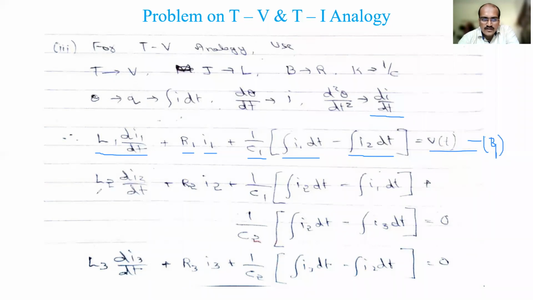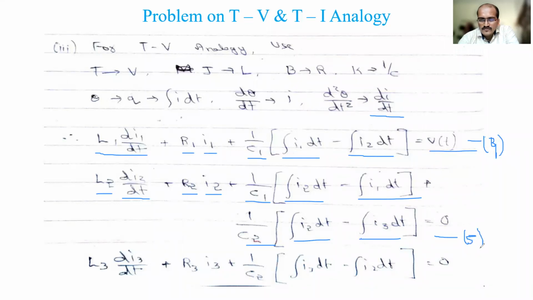Then for the J2 term, you will have the L2 term, and d square theta 2 by dt square becomes di2 by dt. Then B2 is nothing but R2, and d theta 2 by dt is I2. Then K1 becomes 1 by C1, and theta 2 minus theta 1 becomes integration I2 dt minus integration I1 dt. On the other side you also have K2, so it is 1 by C2 integration I2 dt, and minus theta 3, which is integration I3 dt, equal to 0. It is equation number 5.